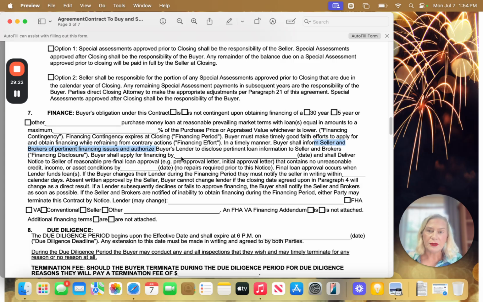The buyer shall apply for financing by a certain date. Sweet baby Jesus, I hope your clients have already applied for financing prior to showing property. Otherwise, you've just wasted your time. Sometimes.